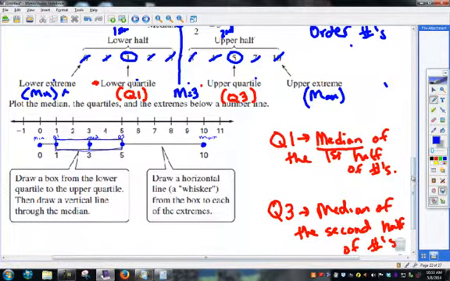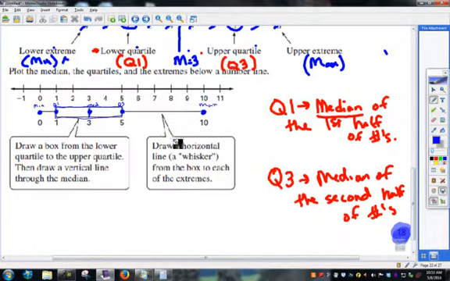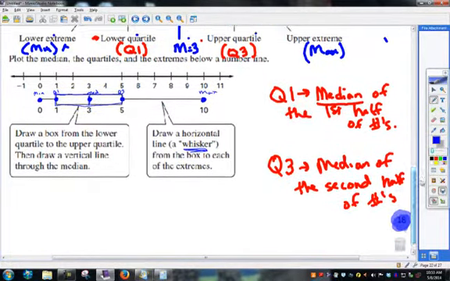Okay? And that's that, guys. That's all it is. You can see why it was called a box and whisker, because see, it's a box and then you've got whiskers. See them? That's why it was called that. And that's it, guys. That's all it is. It's not hard. It's just new. It's just different.